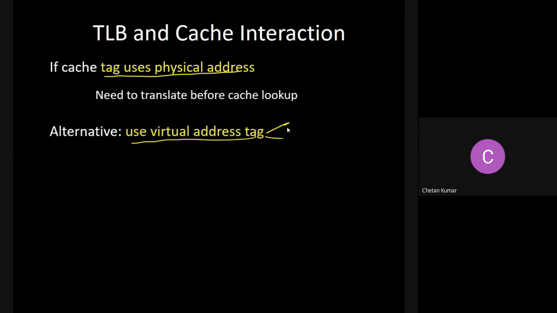Any idea? Cache miss would be costlier? You can't say that. It's very similar to the earlier case. If at all there is a cache miss, you go to the TLB. The TLB might be a hit. So it's like the other scenario only. More or less the other scenarios will repeat.